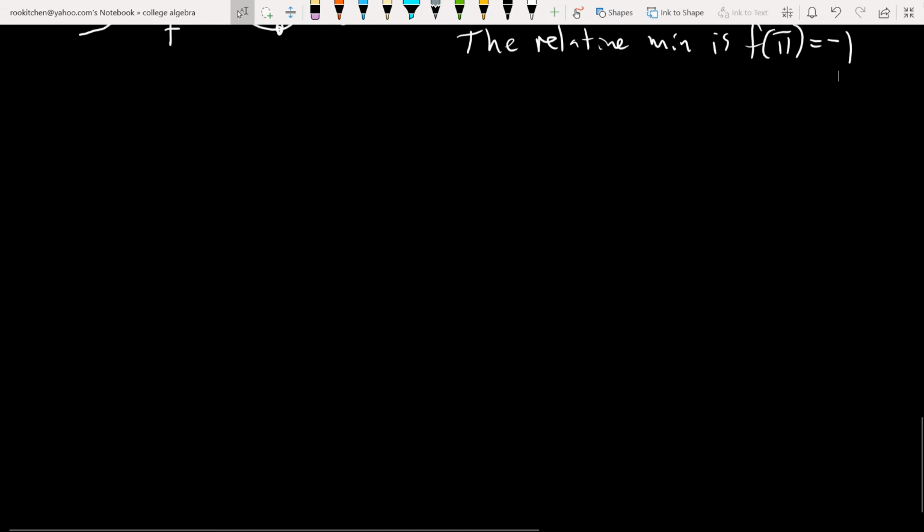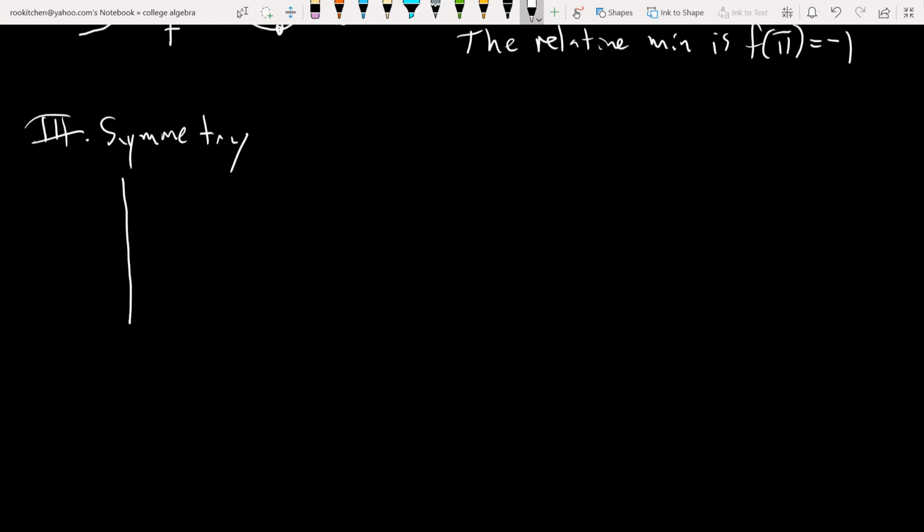Okay, so some other characteristics of graphs: symmetry. There are 3 types we'll focus on. There's the x-axis symmetry. Basically it says if you have this point (x, y) on the graph, you will also have this point (x, negative y). And that just means x-axis symmetry.